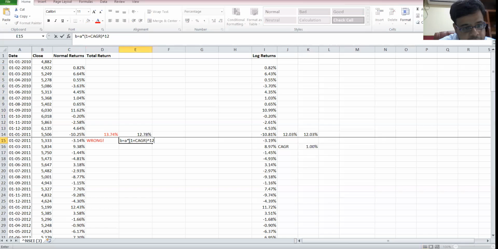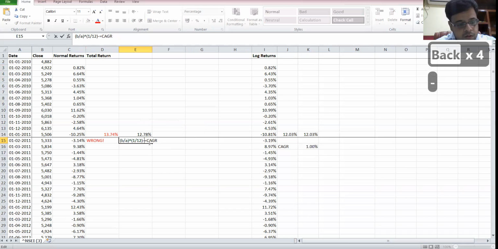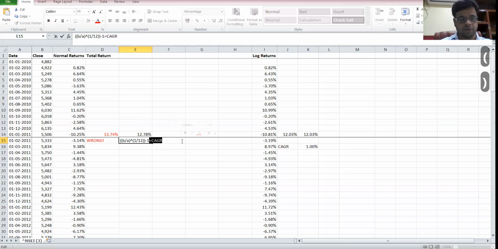Now, if I want the CAGR, I will have to do some backtracking. So the A goes here. The raised to the power 12 will go here in an inverted manner. So that becomes 1 by 12. Can remove this bracket now. Take this one away. And this is my CAGR. Add another bracket for clarity. And this is CAGR.